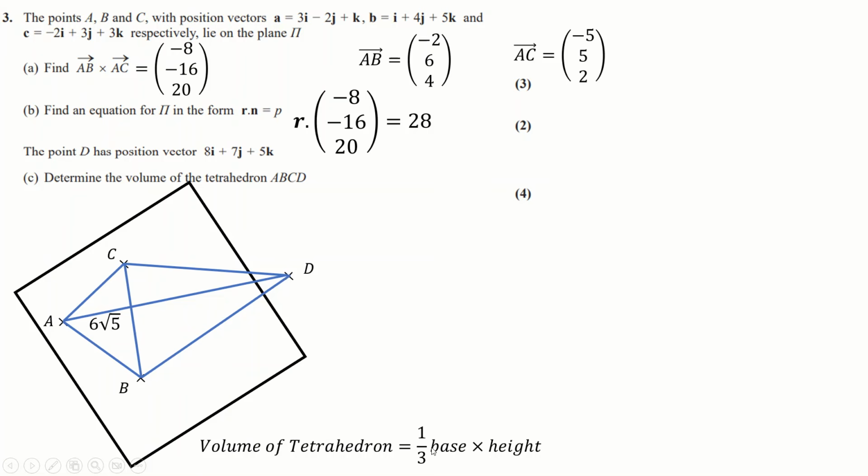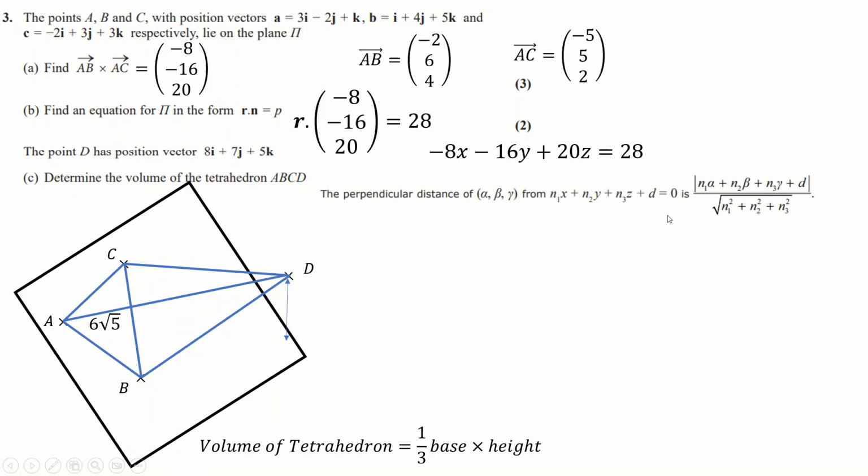And then what I can do is say, well, the volume of a tetrahedron is a third times base, which I know, times height. So if I just knew the perpendicular height from D to the plane, I would be good. But of course, I've written out the plane's formula in Cartesian form here.